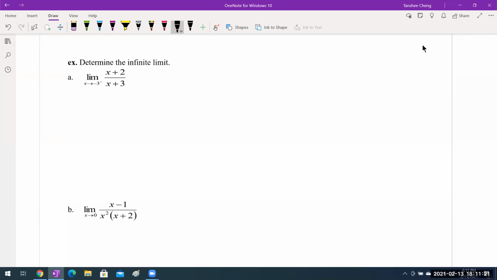So let's look at part A, the limit as x approaches -3 from the left-hand side. What we are trying to look at is the limit of the function, and we are interested in the value as x approaches -3, but from the left-hand side. So I'm going to compute values that get closer and closer to -3 from the left-hand side.